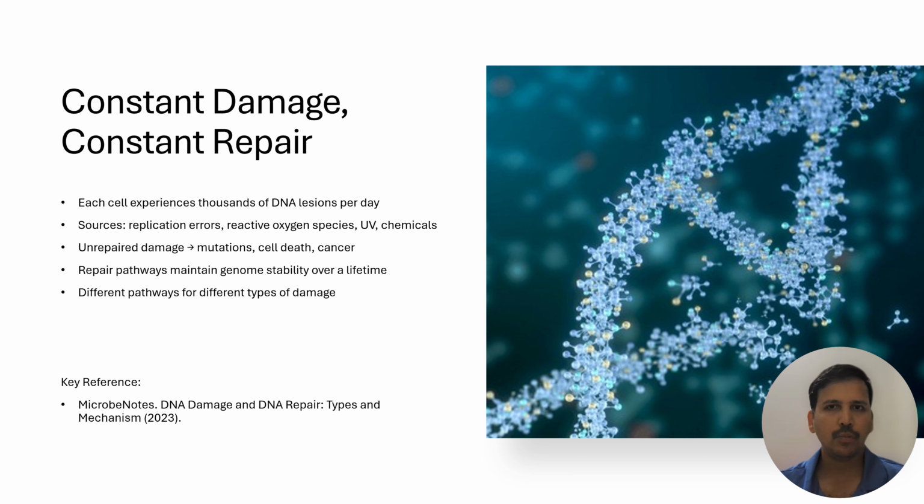Estimates suggest that a human cell can experience tens of thousands of DNA lesions every day. If these were left unrepaired, mutations would accumulate rapidly, essential genes would fail, and cancer or cell death would be inevitable. To prevent this, cells have evolved multiple repair systems, each specializing in a particular kind of lesion.